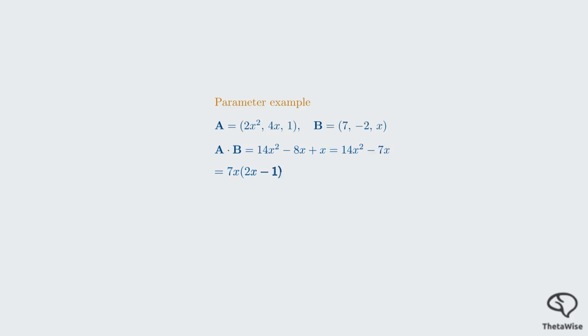Let's verify the note's parameter example. A is 2x squared, 4x, 1, and B is 7, minus 2, x. Their dot product is 14x squared minus 8x plus x, which is 14x squared minus 7x, or 7x times 2x minus 1. For an obtuse angle, this must be negative. The sign chart gives x positive with 2x minus 1 negative, so 0 is less than x is less than 1/2. The other sign combination is impossible. The answer is therefore 0 less than x less than 1/2.